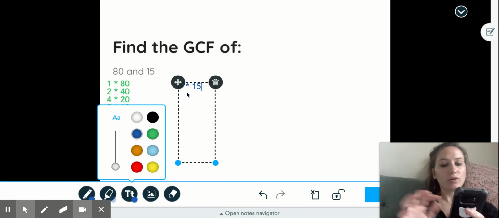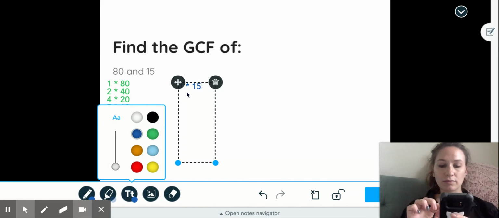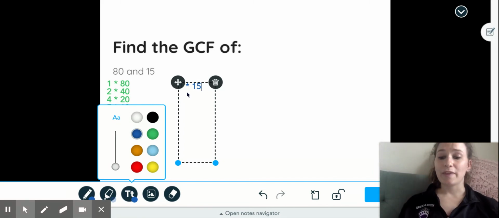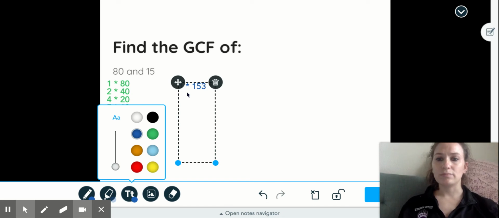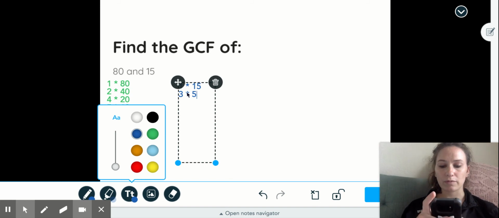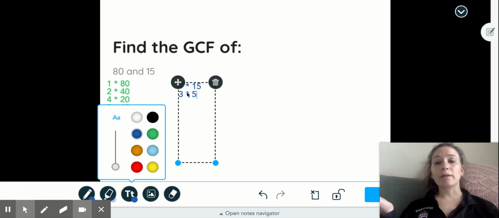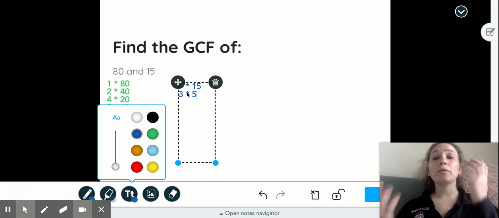But let's try 2. 15 divided by 2, it's a decimal. How about 3? It is divisible by 3. 3 times 5. Oops, that didn't go the way I wanted it to. I forgot to hit shift, enter. 3 times 5. Okay, and then I'm going to try 4. Doesn't work, and I'm not going to go on because the next number would be 5, and I already have 5 here.